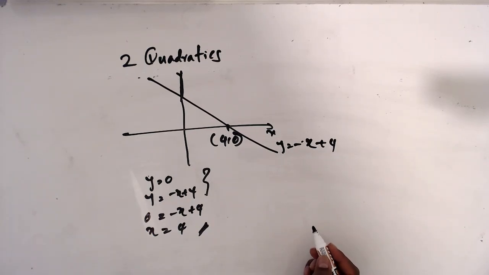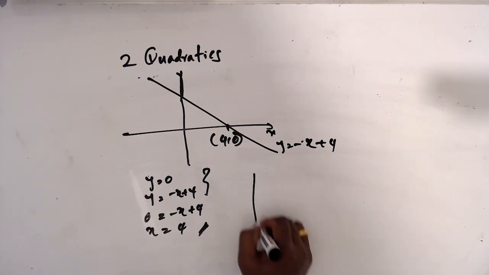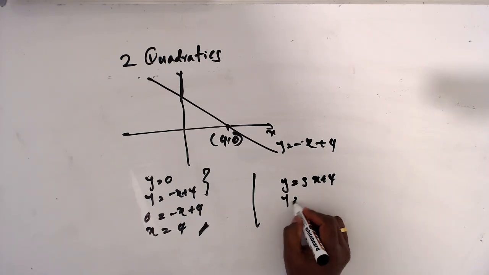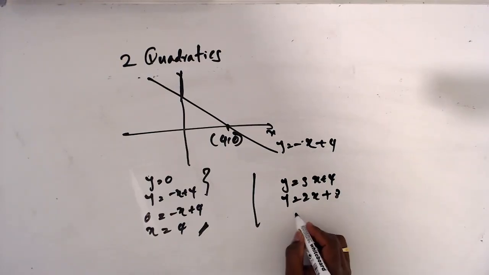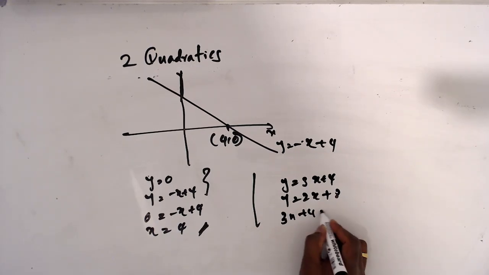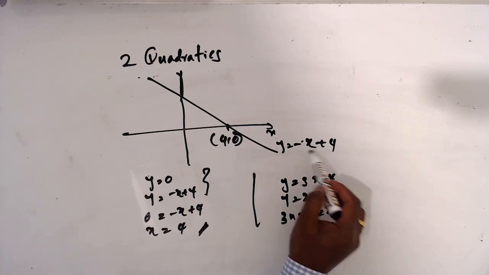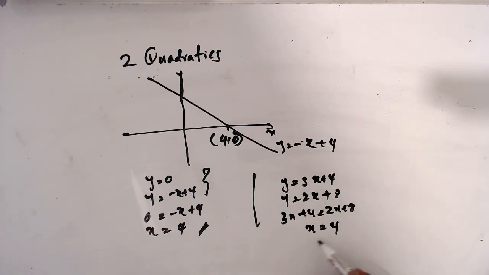Can you remember earlier? We solved two equations, y equal 3x plus 4 and y equal 2x plus 8. So we worked 3x plus 4 equal 2x plus 8, then x equal 4. In here you notice that x equal 4 we get as the root of minus x plus 4, or still we get x equal 4 as the x value of the intersection point of those two lines.